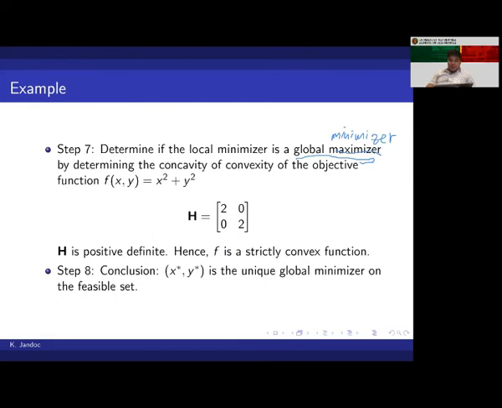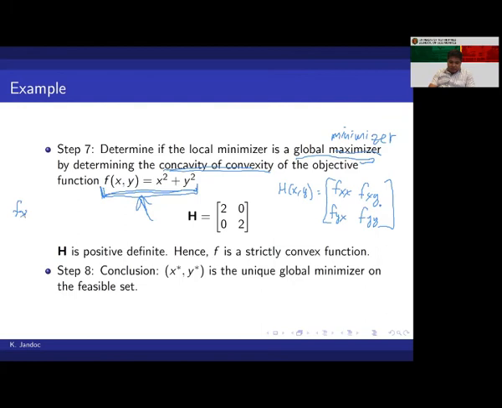In order to do that, you want to determine the concavity or convexity of the objective function. In this case, our objective function is x squared plus y squared. How do you determine concavity or convexity? You need to look at the Hessian of the objective function. So this Hessian h of xy is equal to fxx, fxy, fyx, fyy.